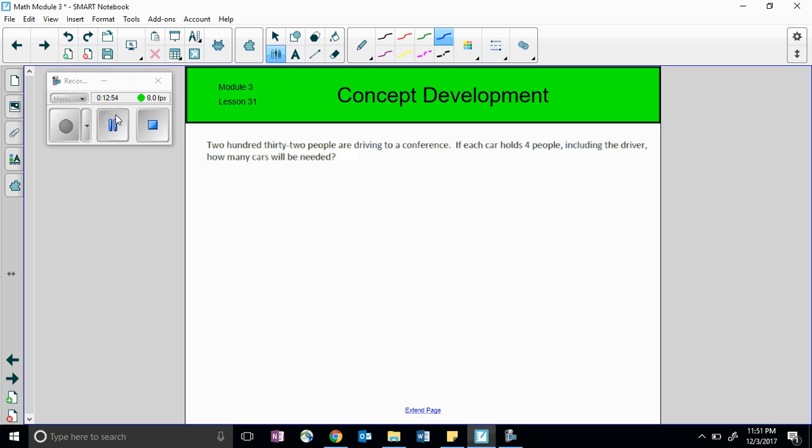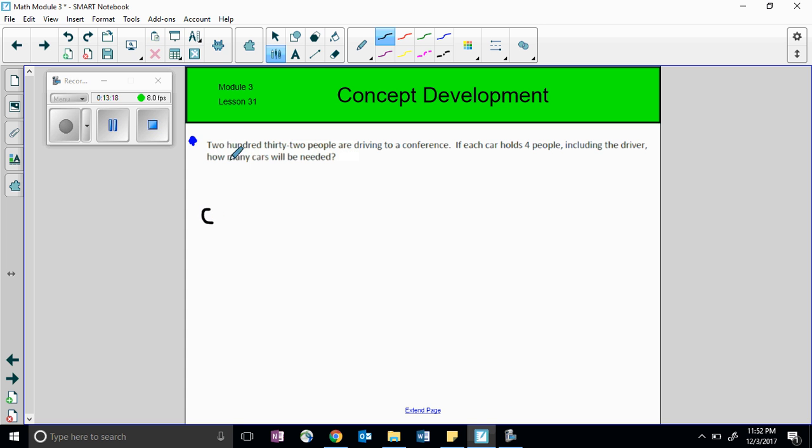Alright, this one you have to write down words and solution. 232 people are driving to a conference. If each car holds 4 people, including the driver, how many cars will be needed? So that means 2 in the front seat, 2 in the back seat. There's your driver.